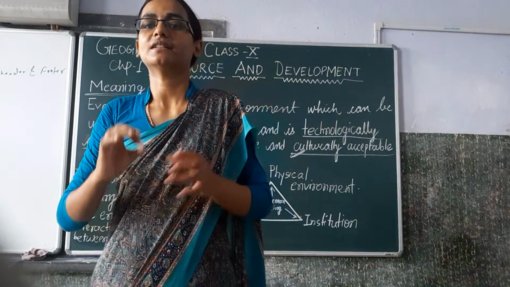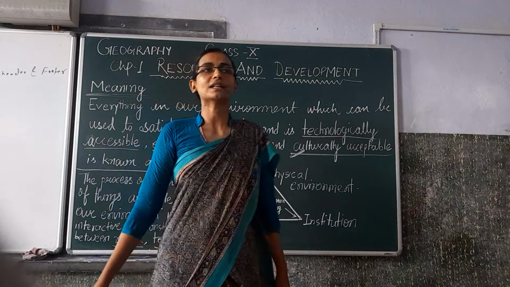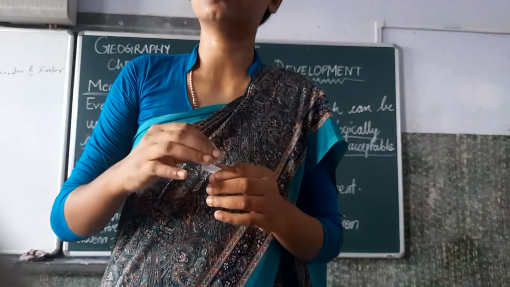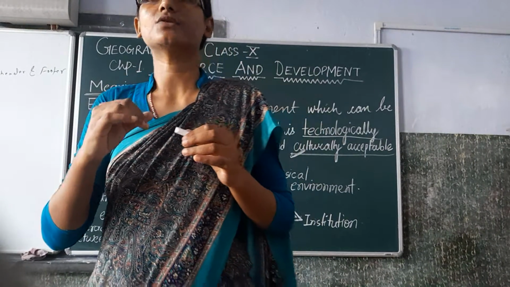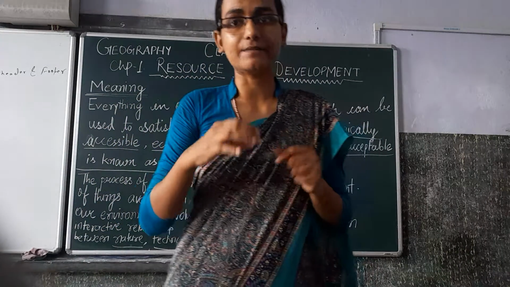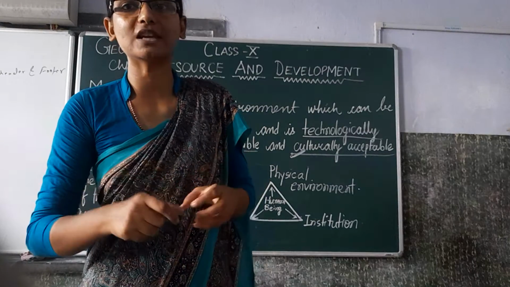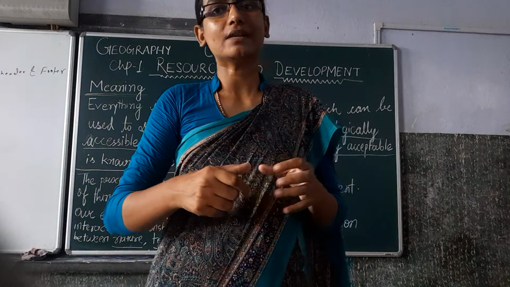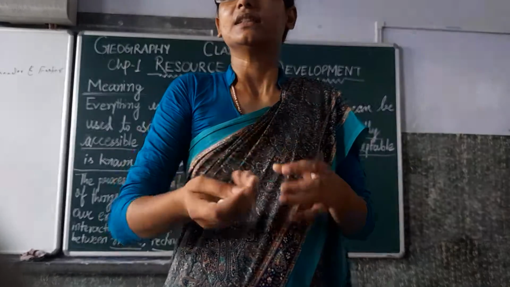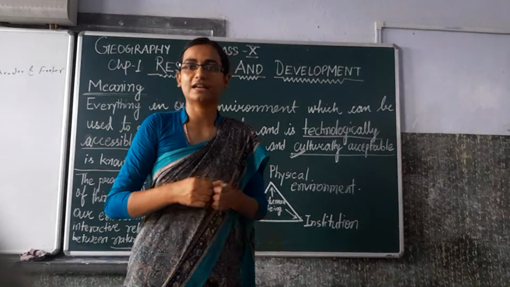Second important thing, it should be economically feasible. What is the meaning of economically feasible? It means when we extract a resource, we need to have money. We need money to buy technology. We need money for hiring laborers to extract that resource. So the amount of money which we are using for extraction of the resource, when we have extracted that resource, the value of the resource should be more than the cost of extraction, the cost of finding out that resource.